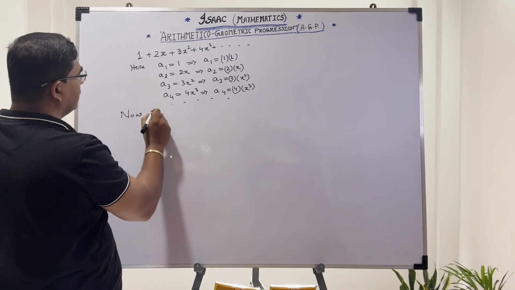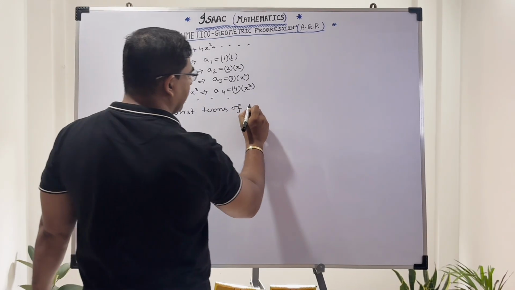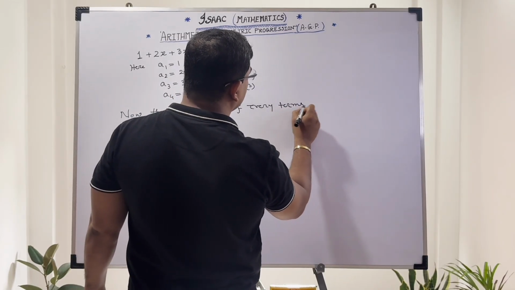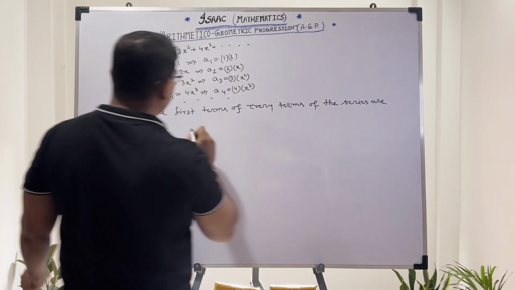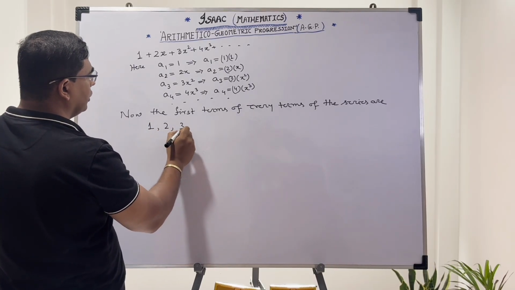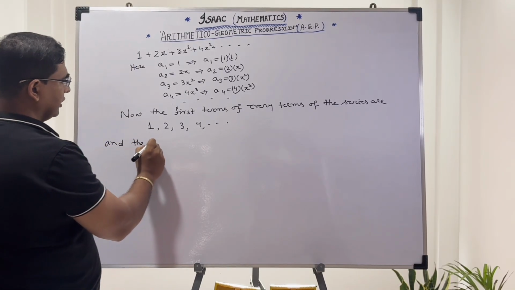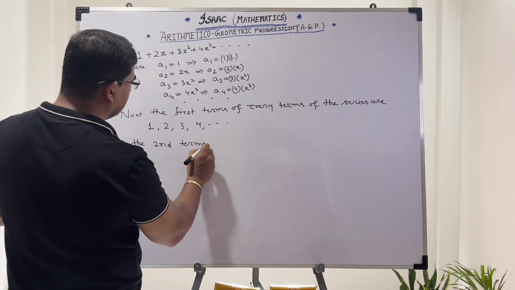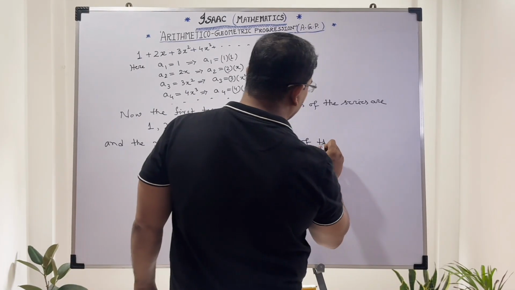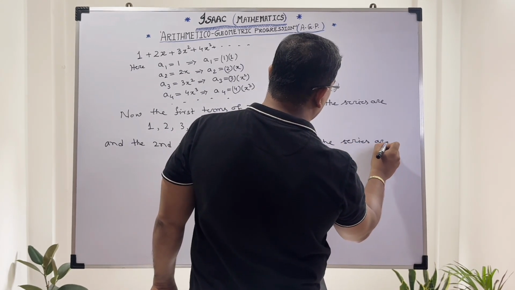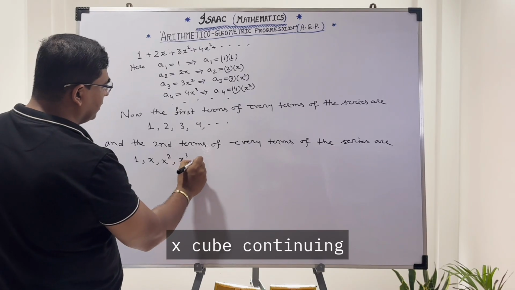Now the first parts of every term of the series are 1, 2, 3, 4 continuing, and the second parts of every term of the series are 1, x, x squared, x cubed continuing.